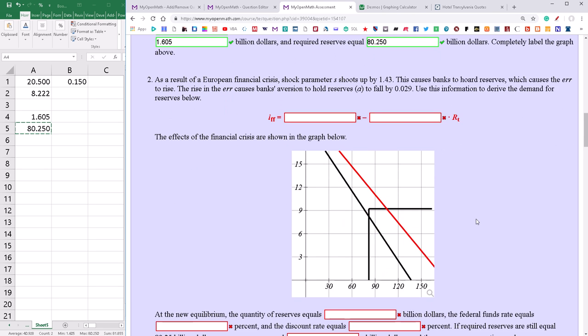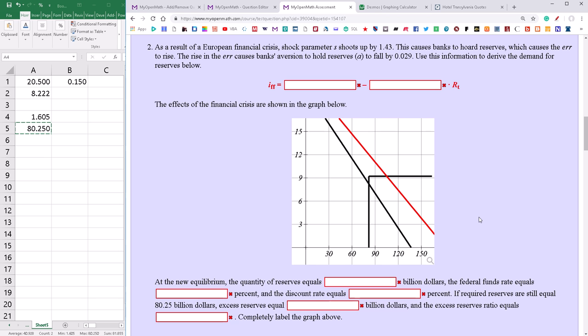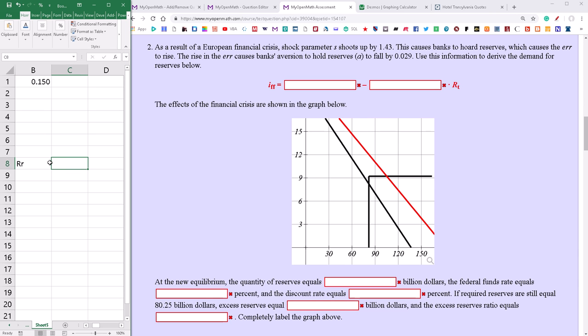Moving on. So we go back to this European financial crisis. The shock parameter shoots up by 1.43. This causes banks to hoard reserves, which causes the excess reserves ratio to rise. The rise in the excess reserves ratio causes banks' aversion to hold reserves to fall by 0.029. So we need to come up with the new demand equation. Okay? So the demand components are the shock parameter, required reserves, and aversion to holding excess reserves, right?